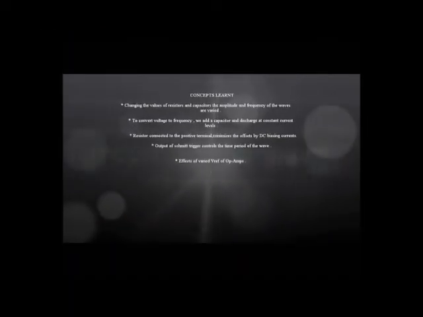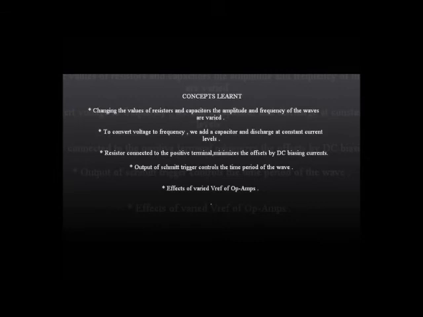Concepts learned. By changing the values of resistors and capacitors, the amplitude and the frequency of the waves are varied. To convert voltage to frequency, we add a capacitor and discharge at constant current levels. Resistors connected to the positive terminal minimize the offset by DC biasing currents. Output of Schmitt trigger controls the time period of the wave. Effects of varied VREF on op-amps.